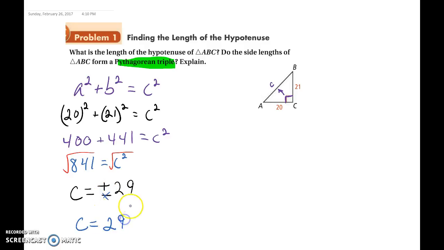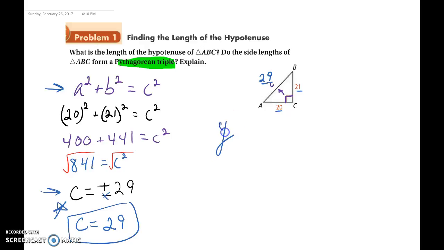If you look at the examples in the book, they won't do this step where it's plus or minus, because we know it has to be the non-negative side since we're talking about the side of a triangle. But when you do this, I don't want you getting in bad habits. So when you're doing this work, these two steps are important. You'll lose points on your test if you don't show that. And now we know that this is equal to 29. Since 20, 21, and 29 satisfy the Pythagorean theorem, a squared plus b squared is equal to c squared, and they're whole numbers, then yes, they do form a Pythagorean triple.